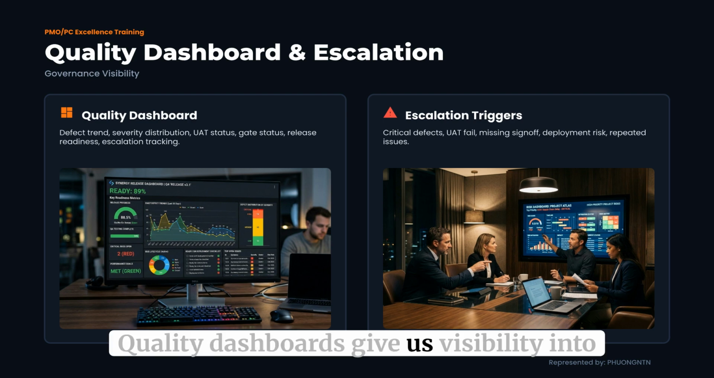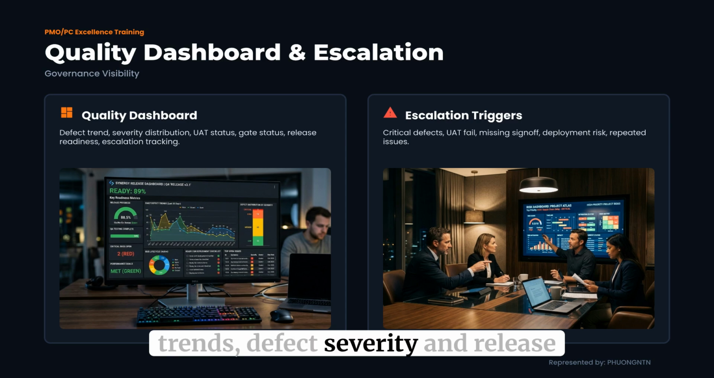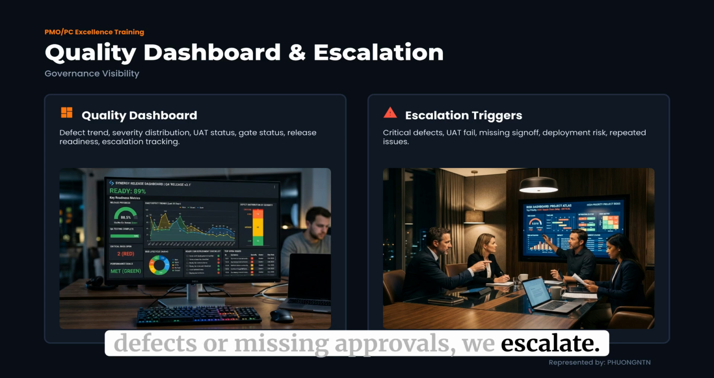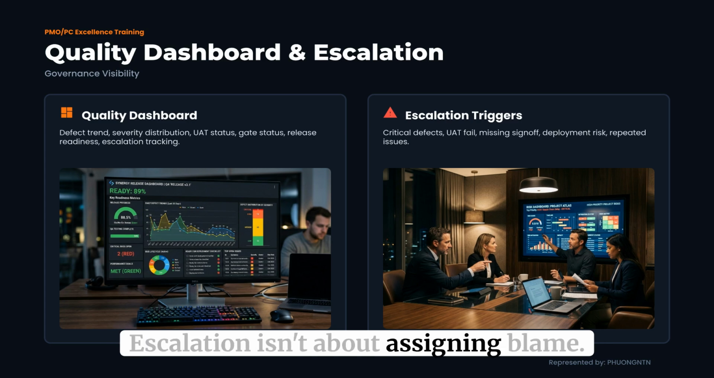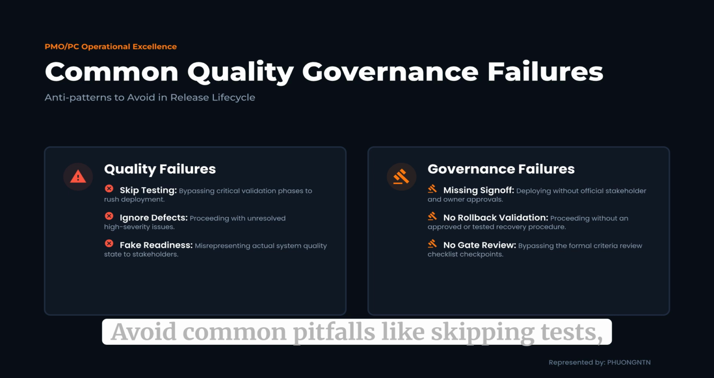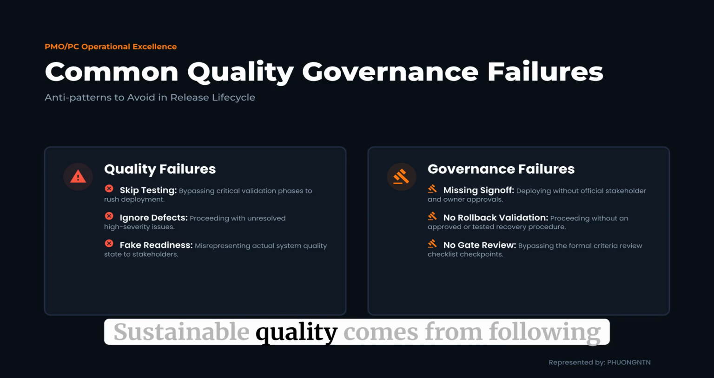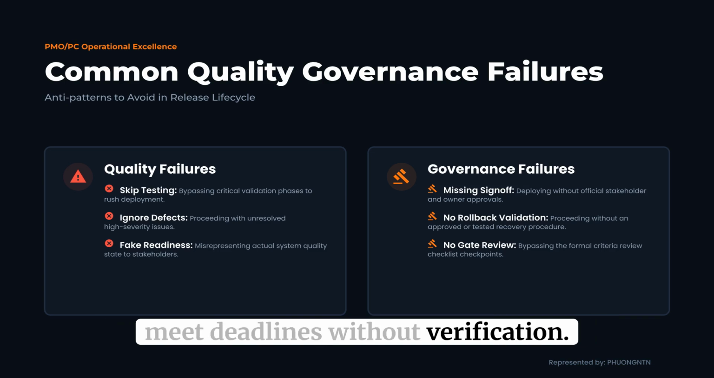Quality dashboards give us visibility into trends, defect severity, and release readiness. When dashboards flag issues like critical defects or missing approvals, we escalate. Escalation isn't about assigning blame. It's a tool to resolve roadblocks quickly before they impact the business. Avoid common pitfalls like skipping tests, ignoring critical defects, or bypassing gate reviews. These shortcuts might seem helpful in the moment, but they create long-term debt. Sustainable quality comes from following the governance process, not rushing to meet deadlines without verification.